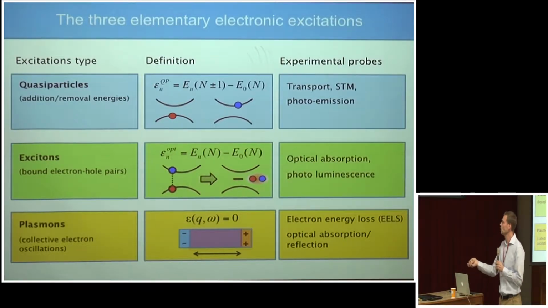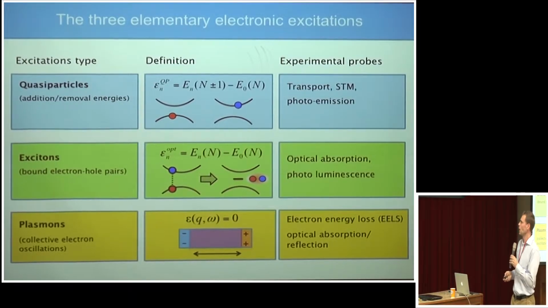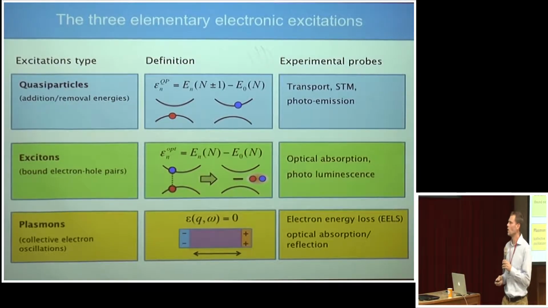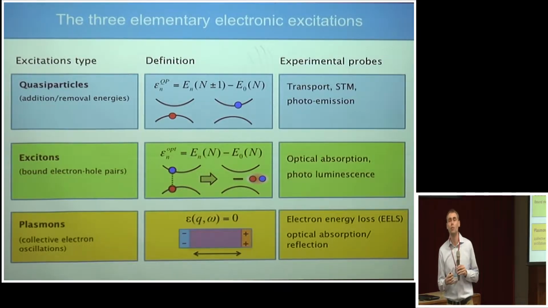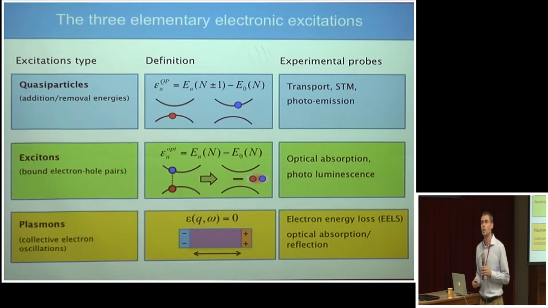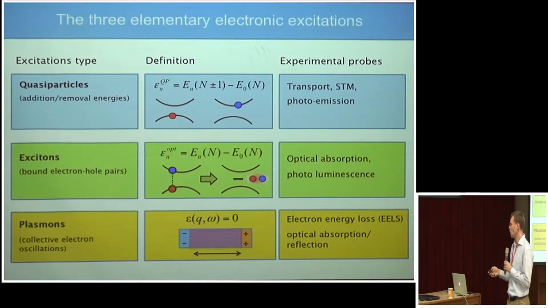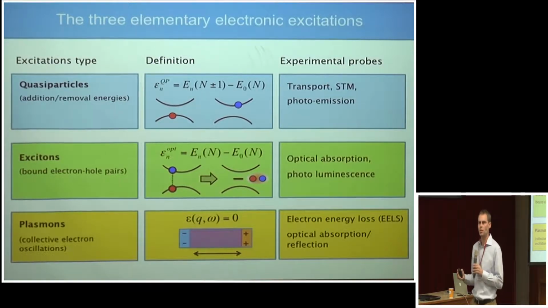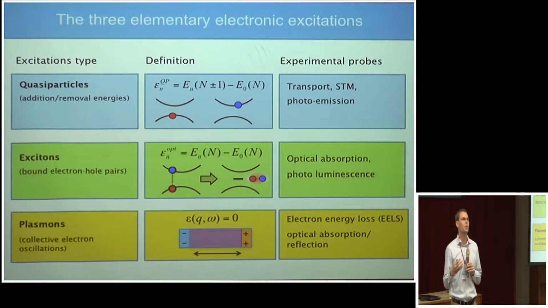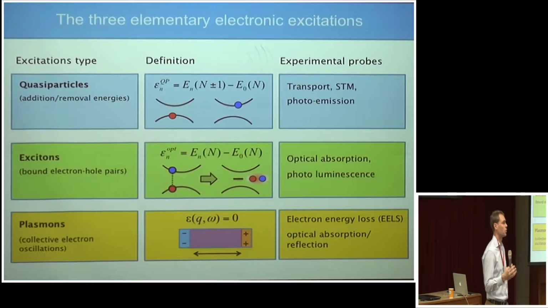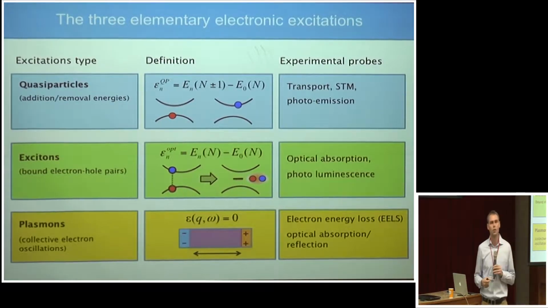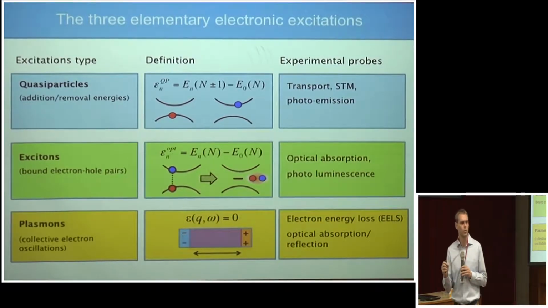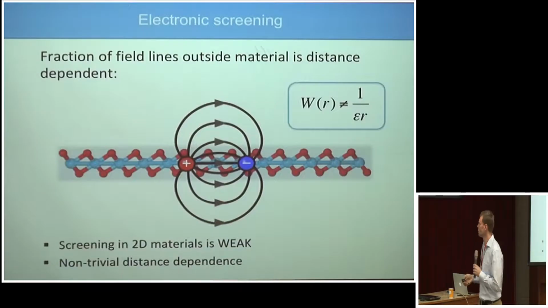Finally, we have plasmons. I won't be talking much about plasmons today, but these are collective excitations, quantized oscillations of the electron gas in a metal. So together, these three types of excitations determine the optical properties of the material. So understanding these types of excitations is really key to begin to design materials with prescribed optoelectronic properties.